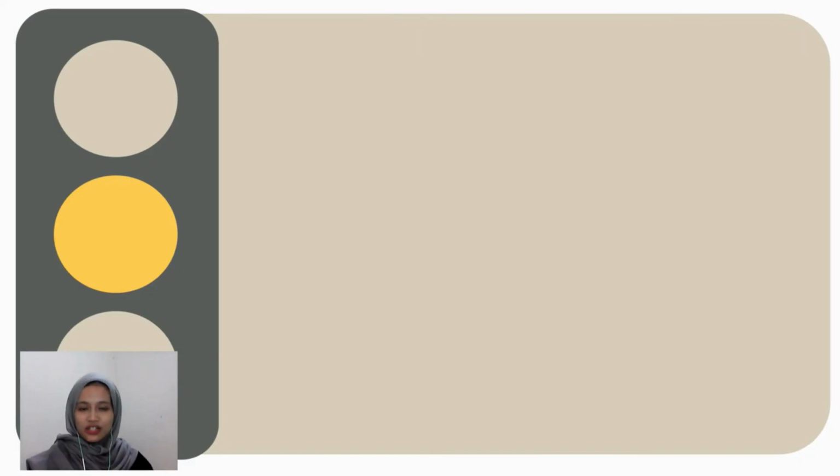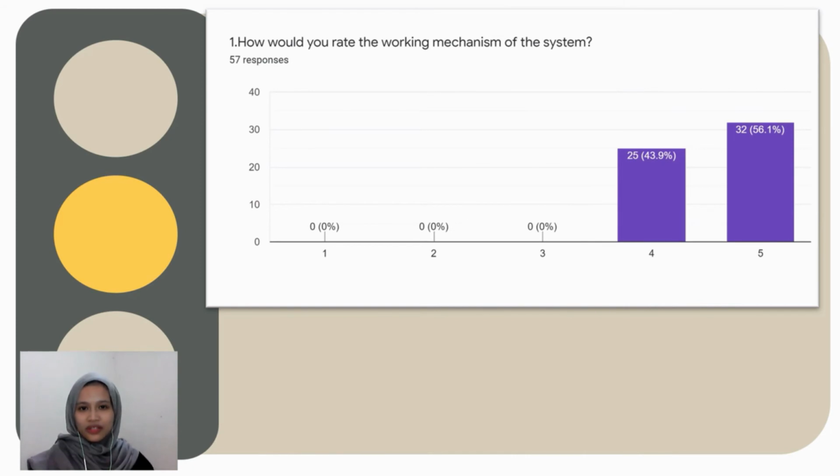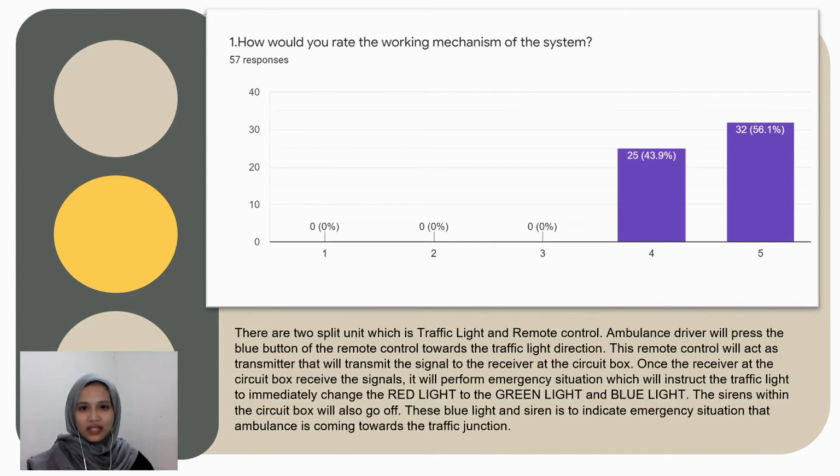For the first question, we asked how would they rate the working mechanisms of the system, which they are going to rate based on this explanation. There are two split units, which is traffic light and remote control. Ambulance driver will press the blue button of the remote control towards the traffic light direction. The remote control will act as transmitter that will transmit the signal to the receiver at the circuit box.